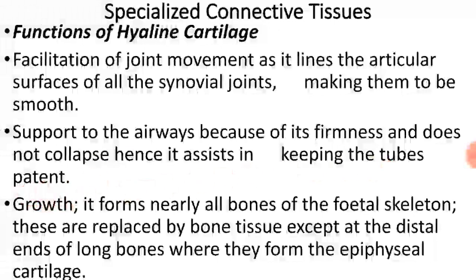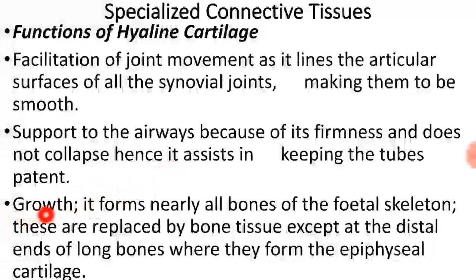So where hyaline cartilage is found, it creates something like a hollow that cannot collapse. In maintaining the airway tube, the passage of air is smooth and easy.